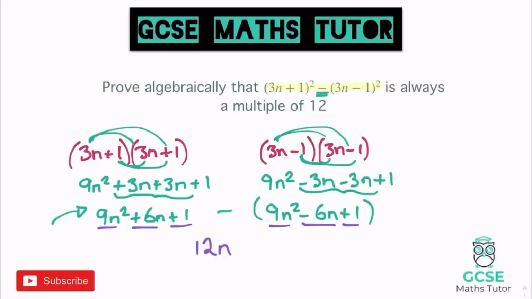So when you've got this takeaway in the middle, you do have to be very careful. It almost changes all the signs in front of those. We've got minus 9n squared, add 6n, take away 1, rather than the symbols there. So we've got our final expression here, we've got 12n.